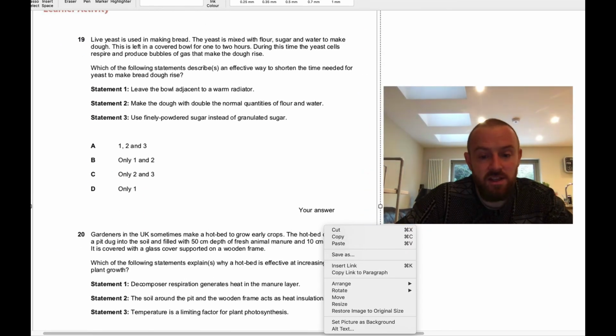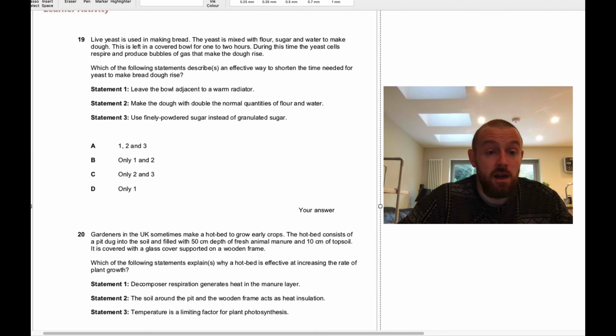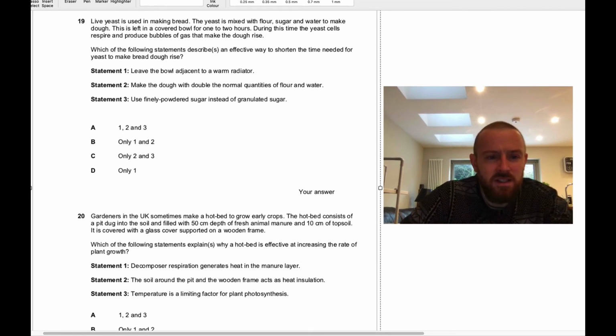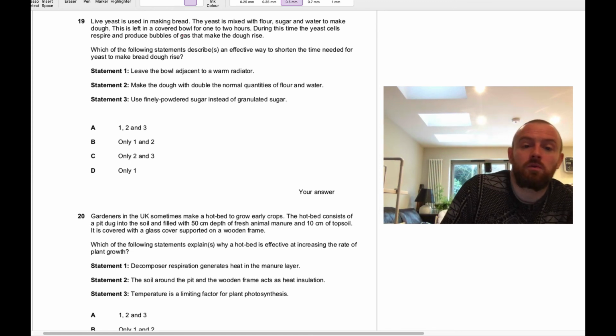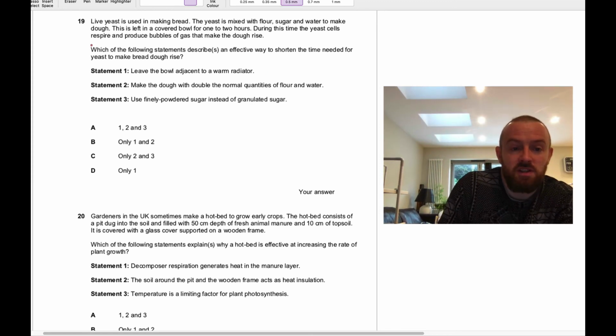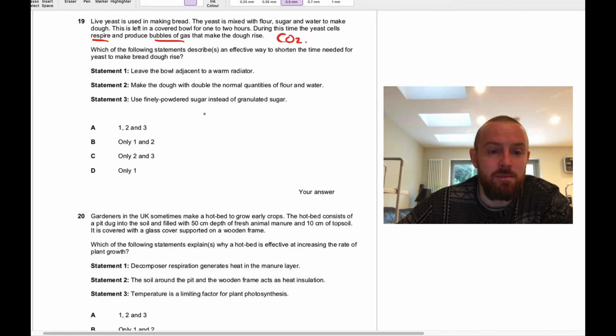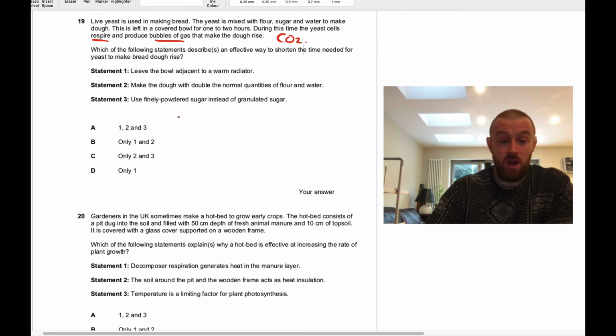19. Live yeast is used to make bread. The yeast is mixed with flour, sugar and water to make dough. This is left in a covered bowl for 1 or 2 hours. During this time, the yeast cells respire and produce bubbles of gas, that's CO2. That makes the dough rise. Which of the following statements describes an effective way to shorten the time needed to make the bread dough rise?